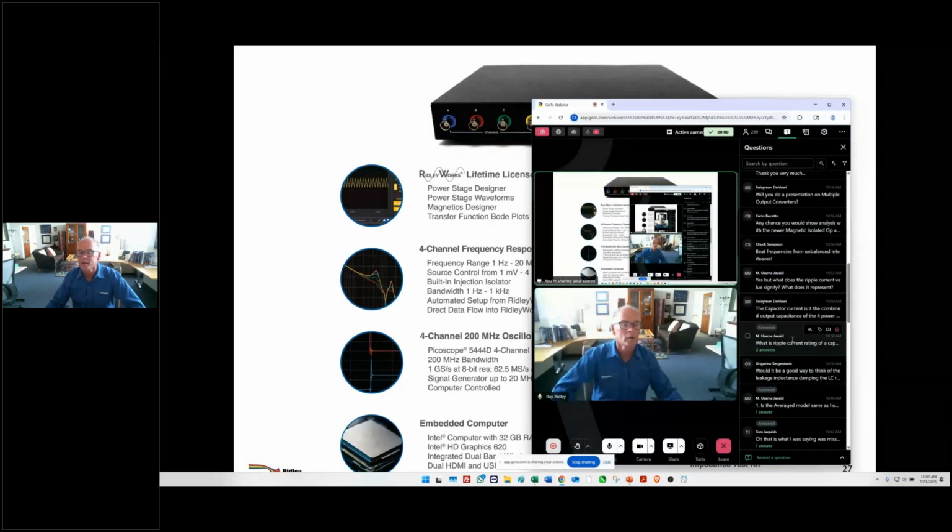What is the ripple current rating of a capacitor? It depends. If you've got a multi-layer ceramic, a film capacitor, or an electrolytic capacitor, you've got to do the hard work, I'm afraid, of reading the data sheets and finding what that ripple current is.